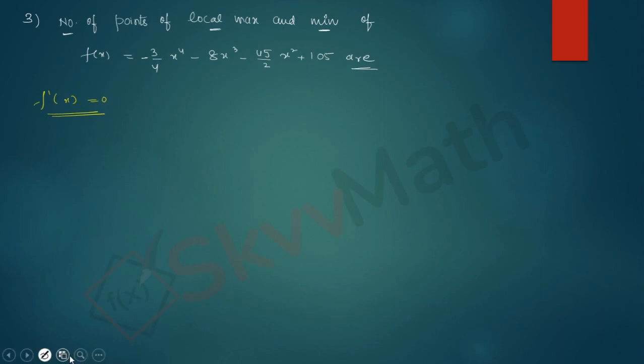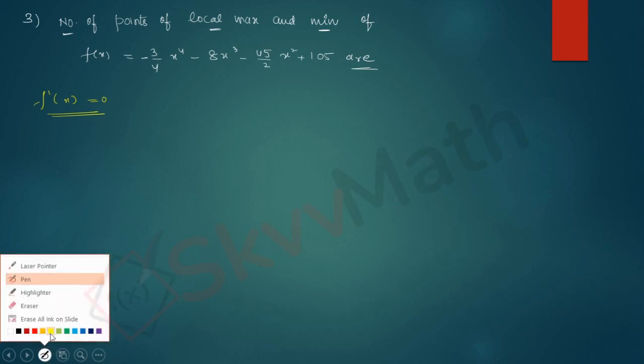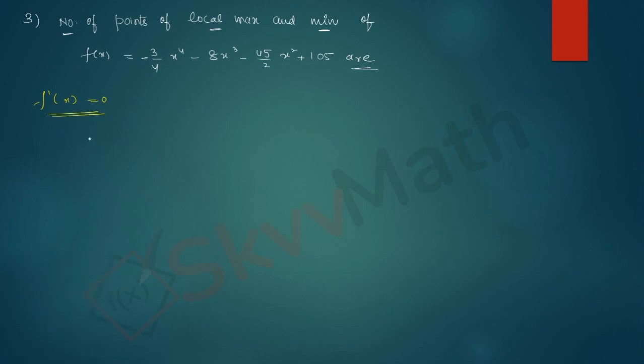Yes, so first what we do here, we will find the derivative of the given function to know the stationary points. You know what is the stationary points? The points which satisfy f dash x equal to 0 are called stationary points. Right. So now what is the derivative? F dash x is equal to minus 3 by 4 into x power 4 derivative is 4x cube, minus 8 into x cube derivative is 3x square, minus 45 by 2 into x square derivative is 2x, and 105 is a constant whose derivative is 0.